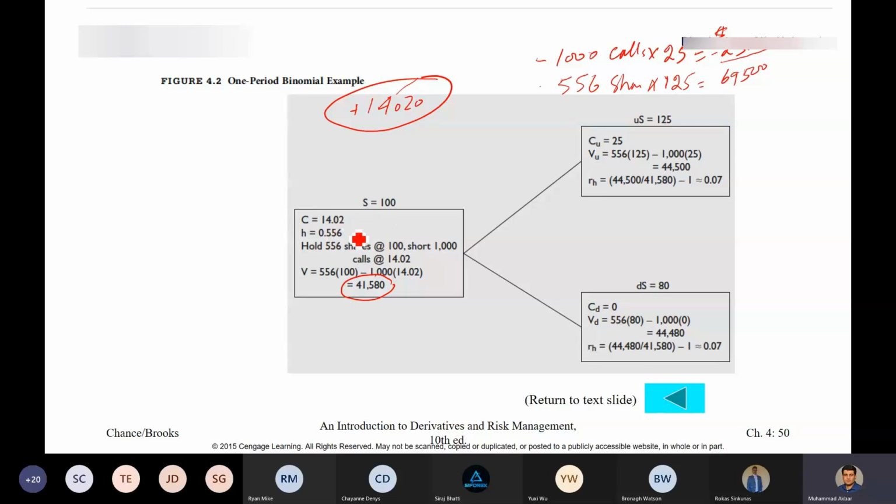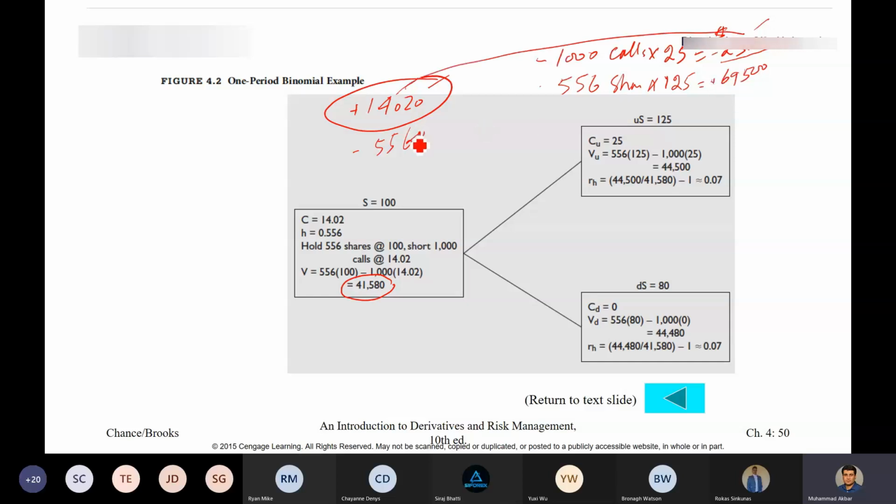So you see, you made a loss here on the calls. You sold them for 14,020, but they are now worth 25,000. So you made a loss here. However, you made a gain here. How much gain did you make? You purchased shares for 55,600 here. That was a negative cash flow. And if you sell them now, you will sell them for 69,500.